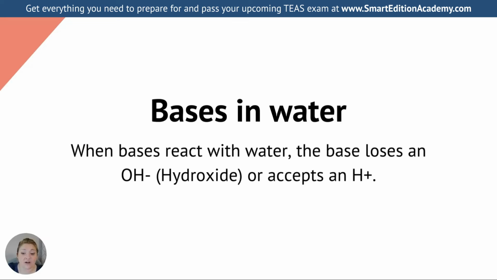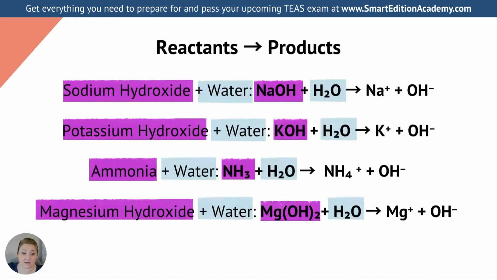Bases in water are going to lose their OH, which is hydroxide. Or there are a few circumstances where they can accept an H. So, for example, the acid will donate the H, gives it away. The base can accept the H, or the base can drop off their OH. So let's take a look at some formulas here.